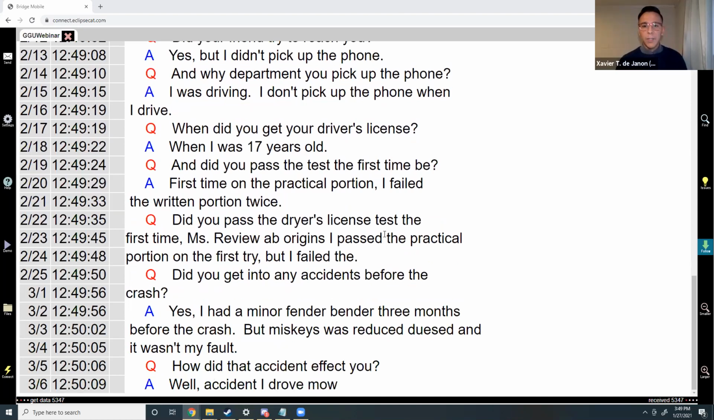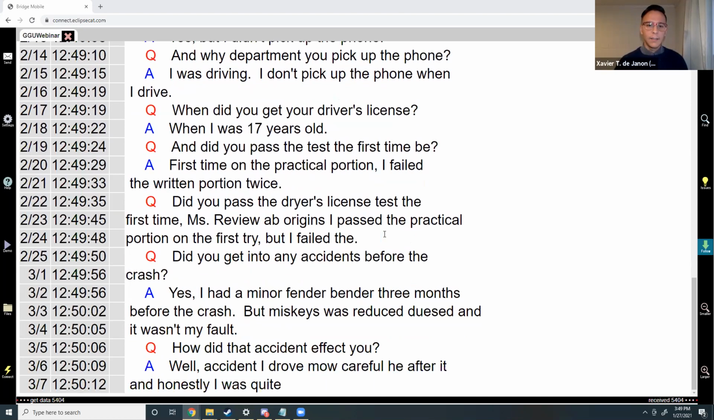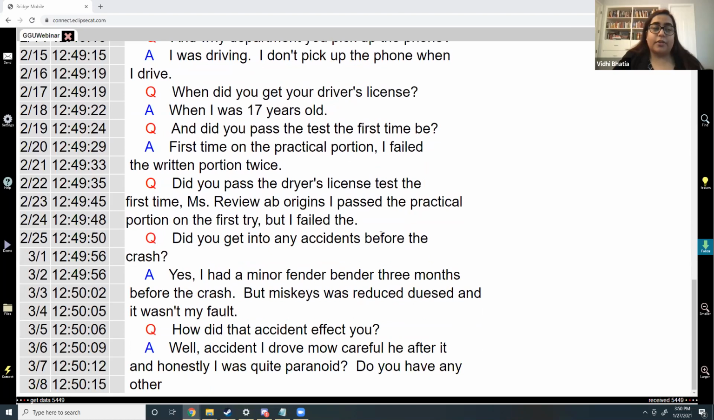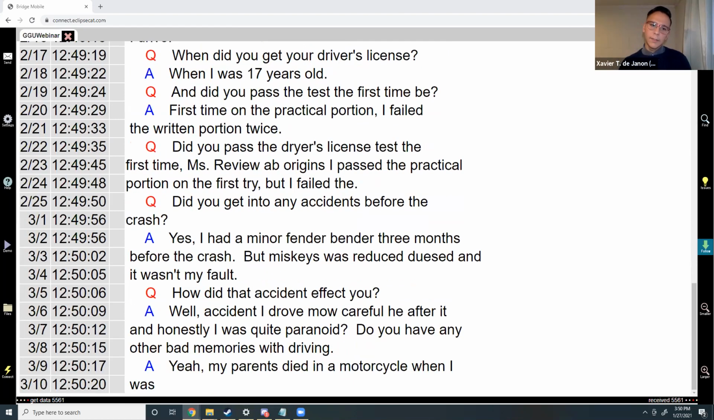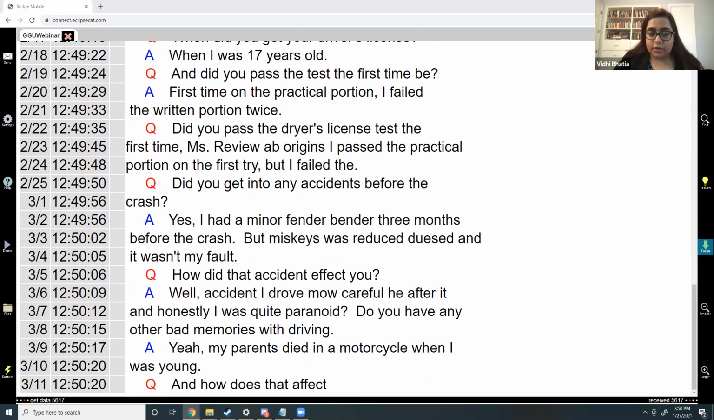Do you have any other bad memories with driving? Yeah, my parents died in a motorcycle accident when I was young. And how does that affect you? Well, I'm always careful when I'm driving.